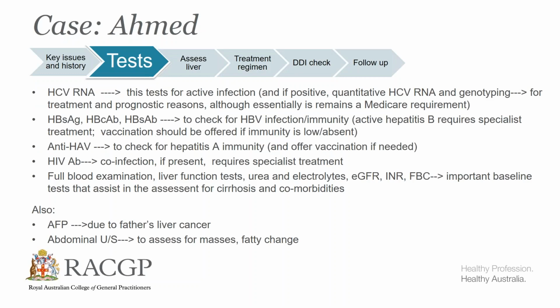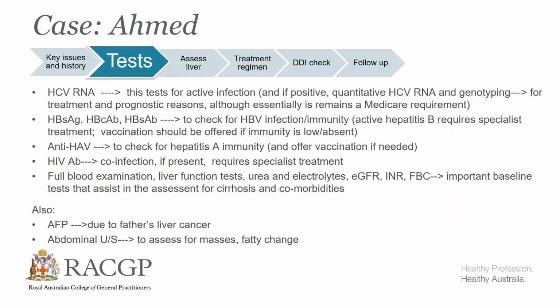So I guess one of the first things I'd ask myself is, does he actually have current hepatitis C infection? So we need to check for hepatitis C RNA. In other words, need to check for viremia. So here we have hep C RNA, which tests for actual active infection. So if it's positive, a quantitative hep C RNA and genotyping can be done. This is useful for prognostic reasons, although essentially it remains a Medicare requirement as well. Does he have significant co-infections?